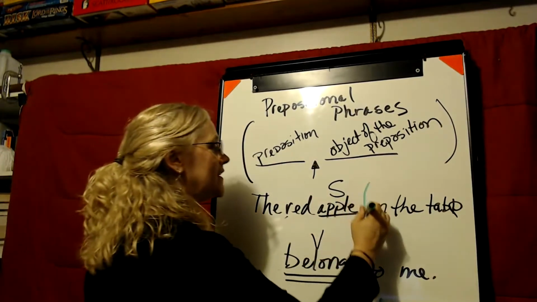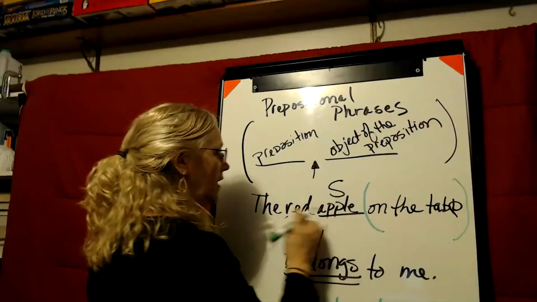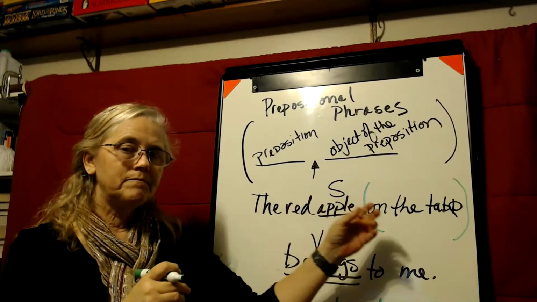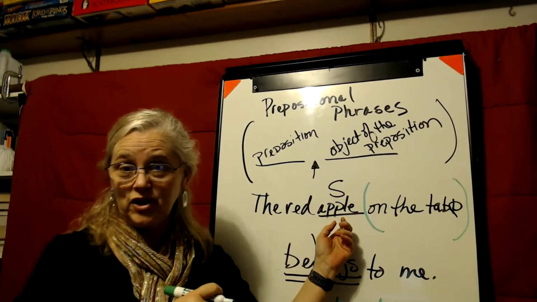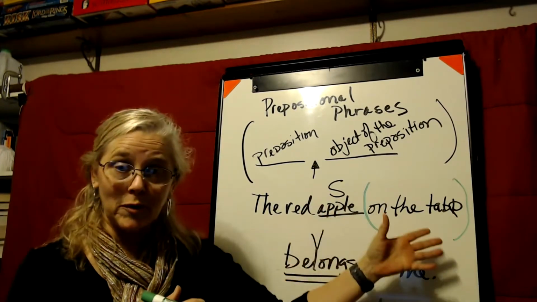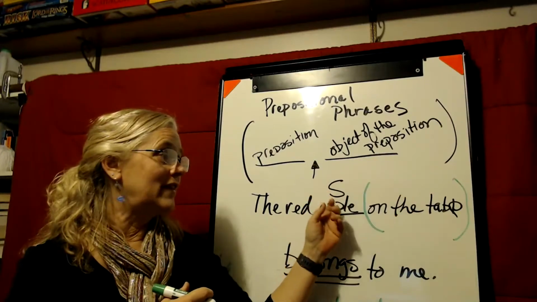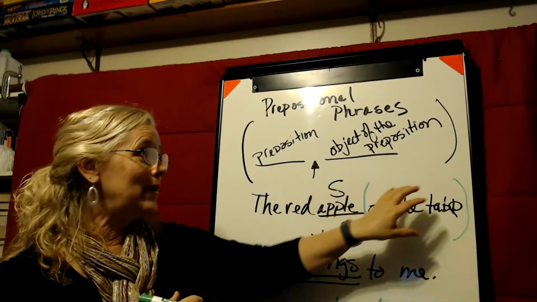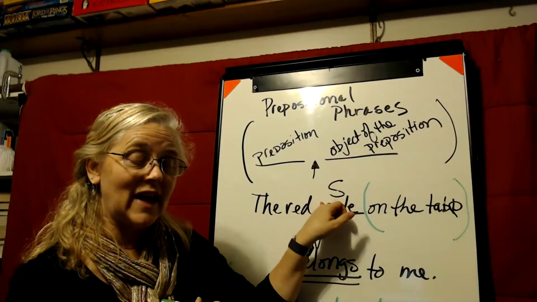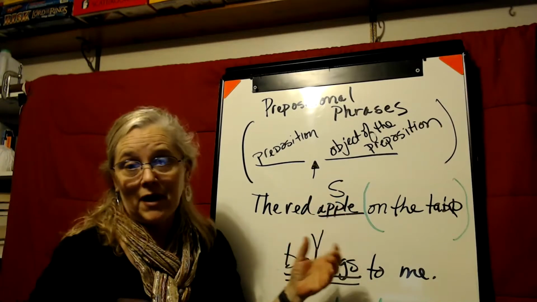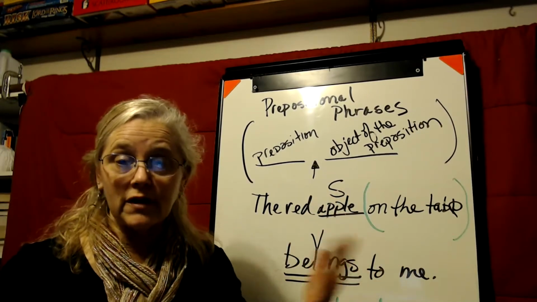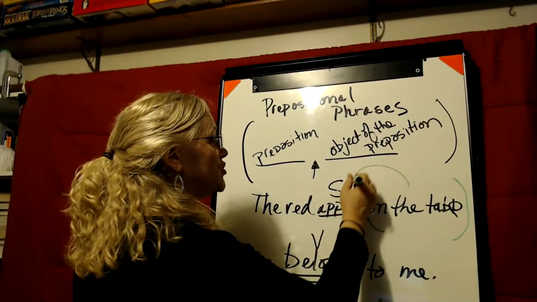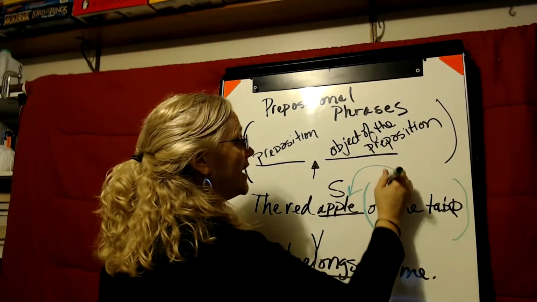So let's look at this prepositional phrase. The red apple on the table. It's not the red apple in the fridge. It's not the red apple in the grocery bag. It's the red apple on the table. So this phrase is specifying which apple. That means it's describing this apple. It's the apple on the table. Maybe my kitchen has apples all over it, on the floor and in the sink. But this is the one on the table. It's doing the job of an adjective.